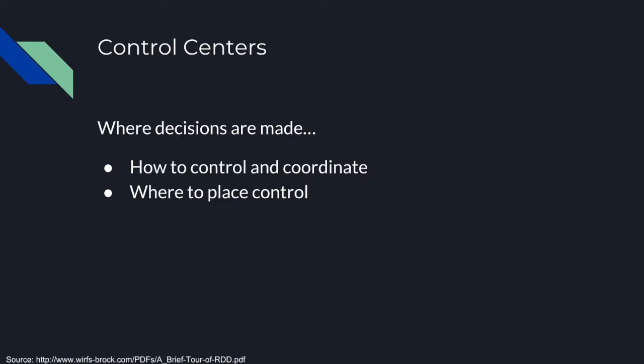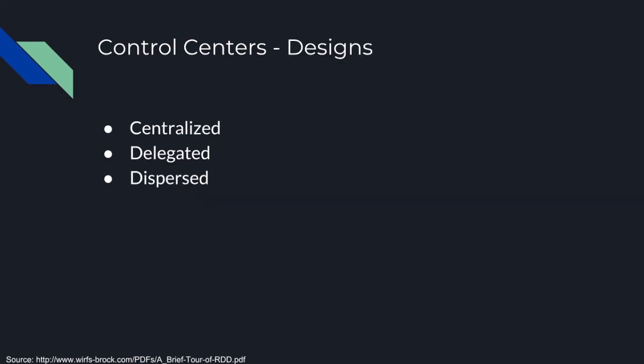Control centers decide how to control and coordinate the classes within your application, and the different control centers have different ideas about where you should place the control. We have three types of control center designs: centralized, delegated, and dispersed. As you go down this list, the control gets spread out over more and more classes. We'll see some pros and cons for each of these.